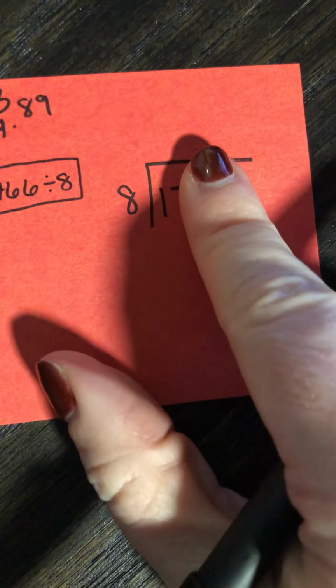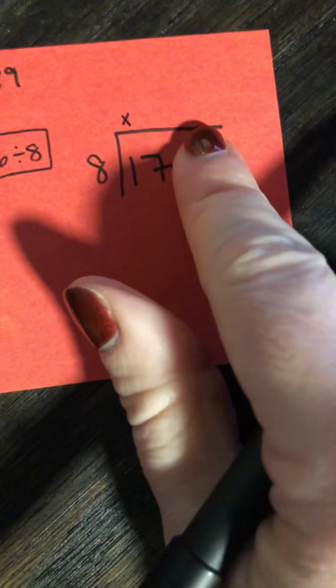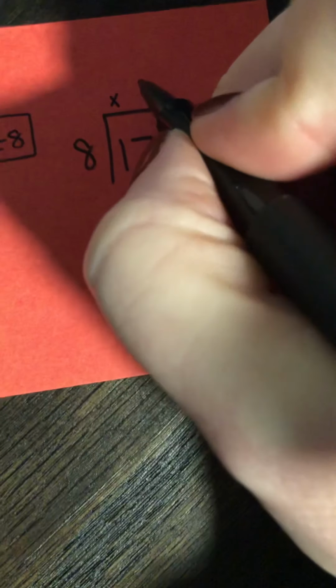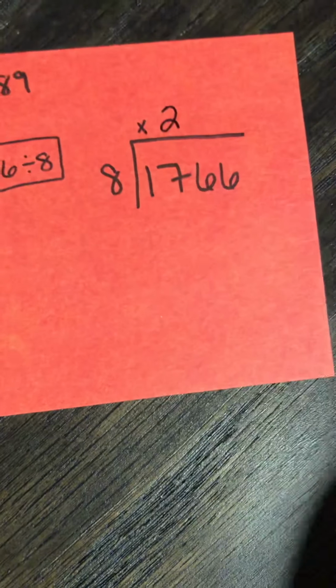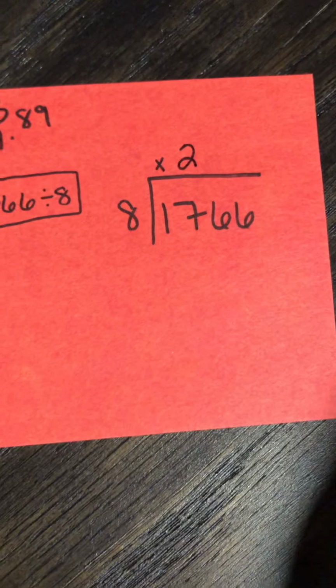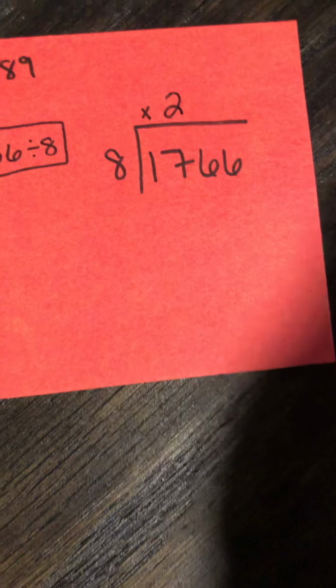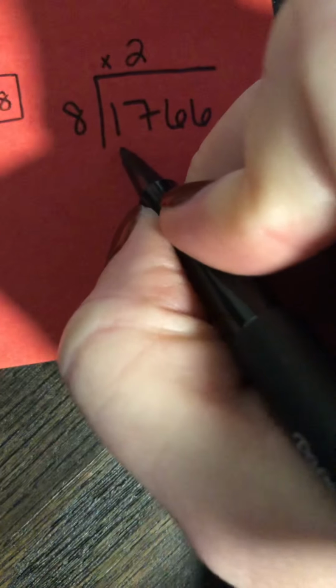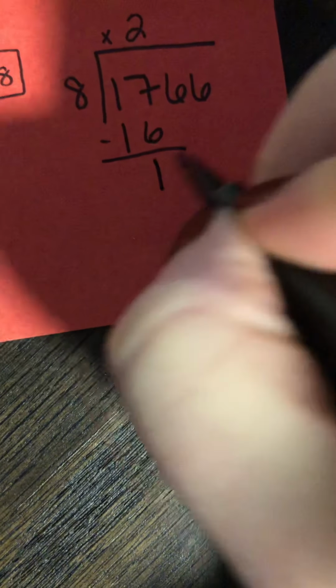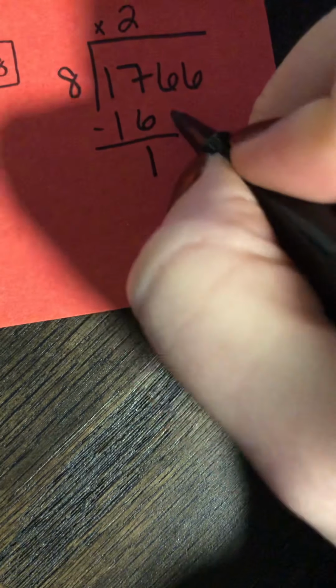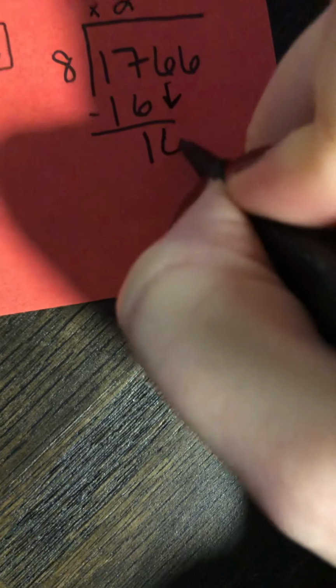All right, so I start by just looking at the 1. How many times does 8 go into 1? It cannot. How many times does 8 go into 17? 2 times, because it can't go over. So I know that 8 times 2 doesn't equal 17, but it gets me as close as it can without going over. So 8 times 2 is 16. Bring my 16 down. Now I have to subtract. 17 minus 16 is 1, which is less than 8, so I know I'm good. I bring down my 6.